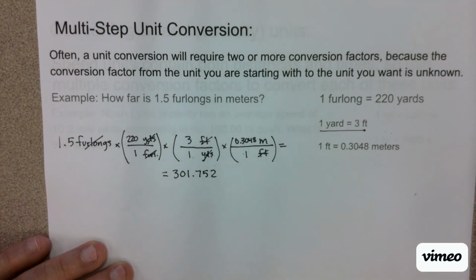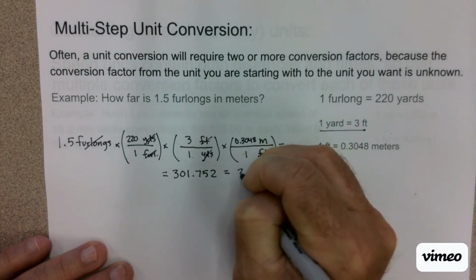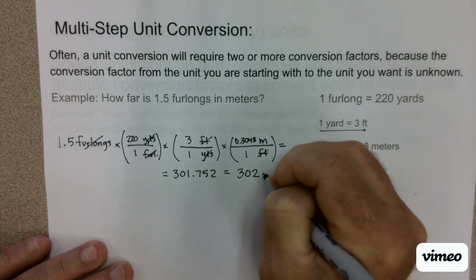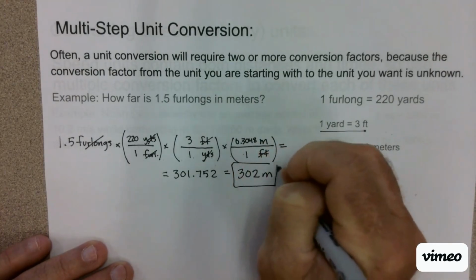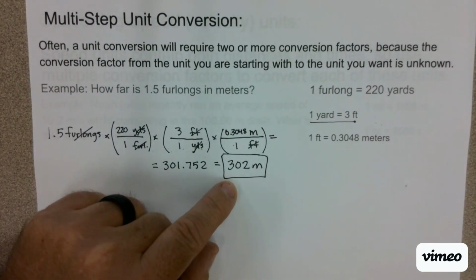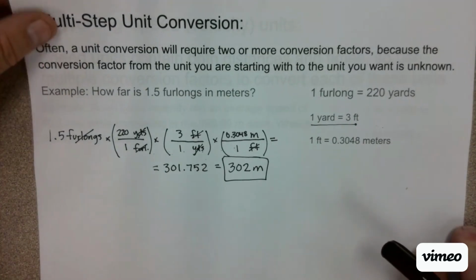So this one's kind of a weird one in terms of rounding for sig figs. I'm not going to follow the proper sig fig rules right here because I don't want to make it super complicated, and I'm just going to round this to 302 meters. 1.5 furlongs is basically 302 meters. It's the same distance, just expressed with different unit systems. Okay? All right, one more example to do.